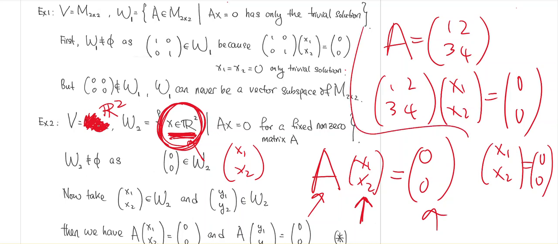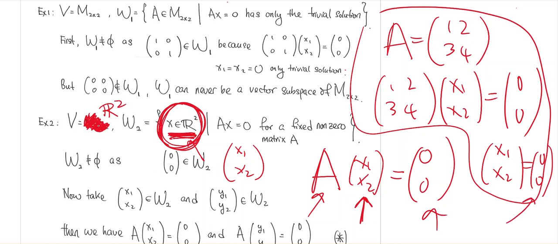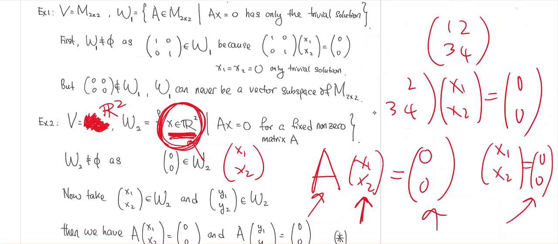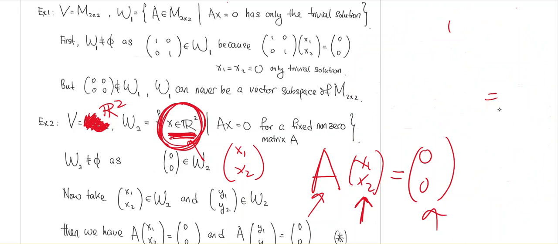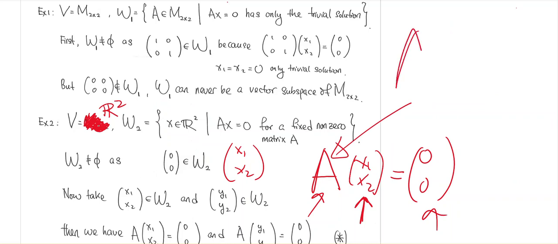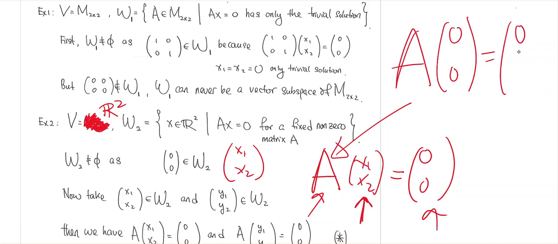So for an invertible matrix and a homogeneous system, you have only the trivial solution. In this case, your W2 will be just a set consisting of one element, the 0 element. But since we don't really know what A is, we don't know the other elements, but we do know one of the elements in W2. One of the elements must be 0, 0 because no matter what your matrix A is, if you hit it with 0, 0, you will definitely get 0, 0.